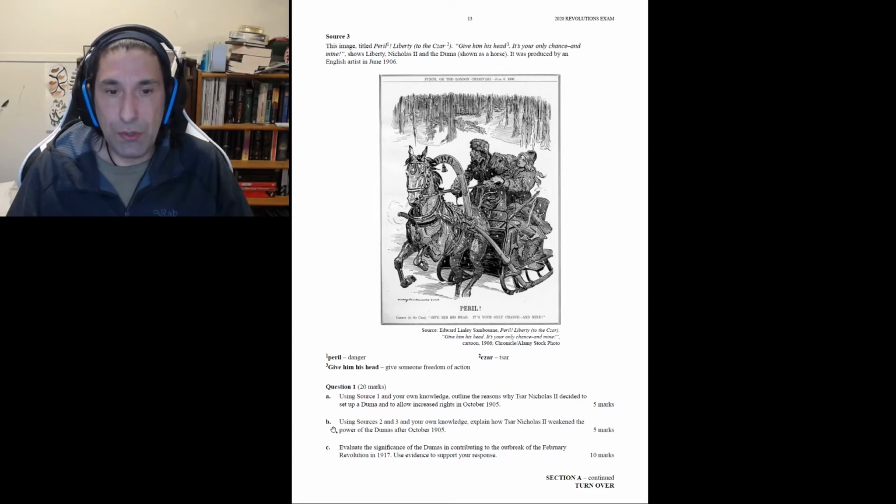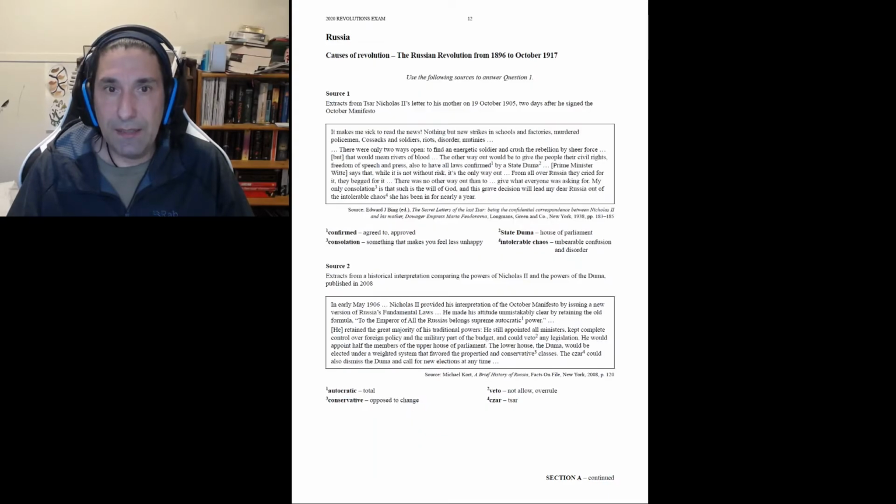Question B, using sources 2 and 3 and your own knowledge, explain how Tsar Nicholas II weakened the power of the Dumas after October 1905. And if we go back here, there's reference to the fundamental laws, and we can see once again it's a source, so you've got a quote from it. And let's have a look for this key quote. "He still appointed all ministers, kept complete control over foreign policy and the military part of the budget," and he is a key part here, "and could veto any legislation."